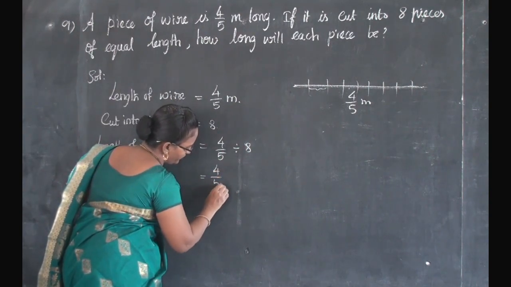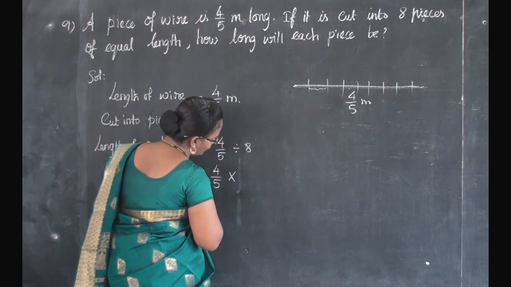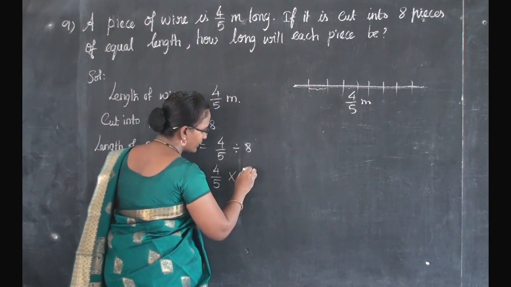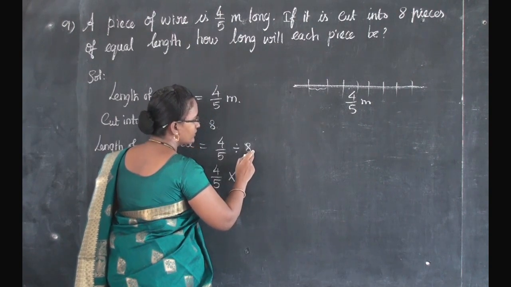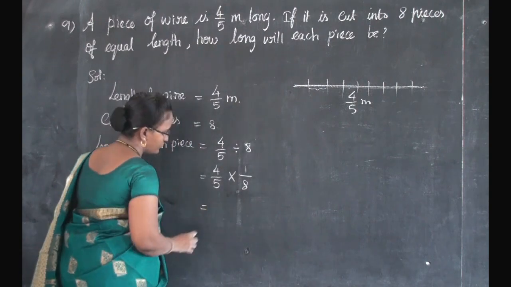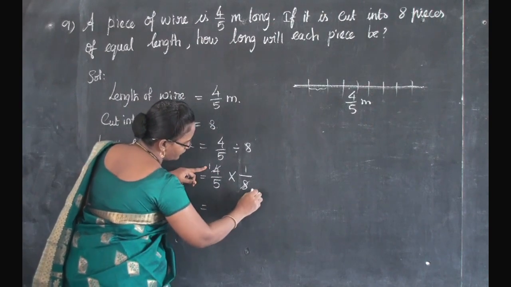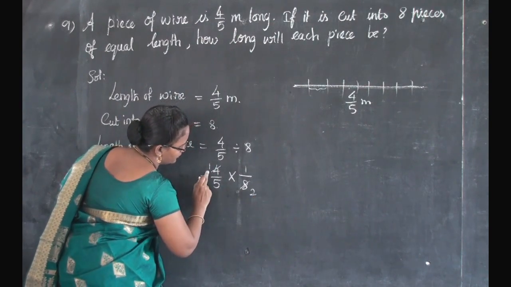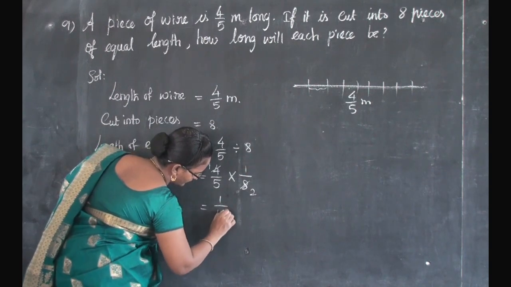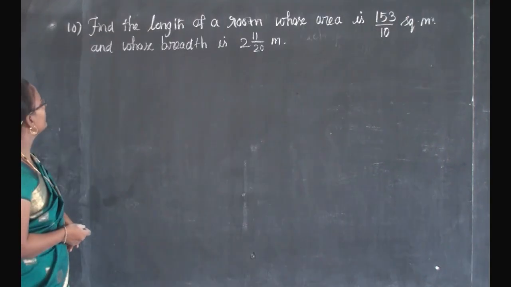So 4 by 5, write it as a fraction, so change into multiplication. What's the procedure? Take reciprocal for the second number. What's the reciprocal of 8? It means 1 by 8. So cancel these two numbers by 4. 1 4s are 4. 2 4s are 8. So 1 into 1, 1. Here 5 2s are 10. So 1 by 10 meter length.